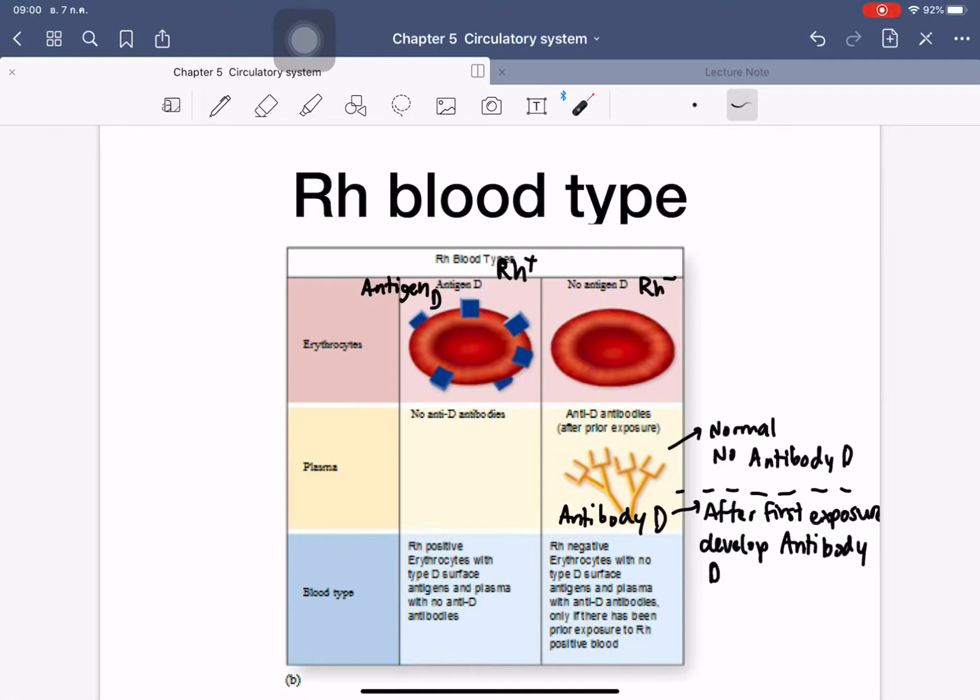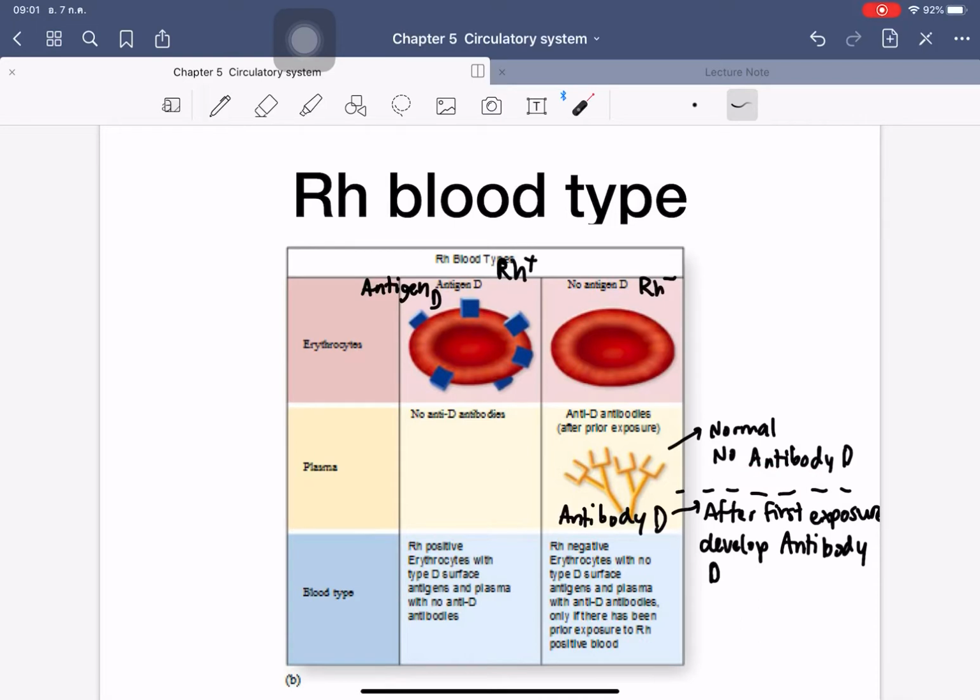The Rh blood type is quite different from the ABO blood type. If you are Rh negative, you would be supposed to have antibody D in the blood, right? But in the case of Rh, when you were born and have never received any Rh positive blood, you don't have antibody D. But when you receive antigen D into the body, it will develop antibody D. So the first time, you cannot detect any antibody D in the body.